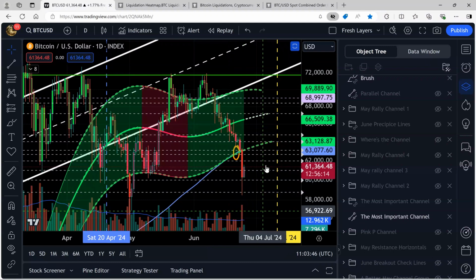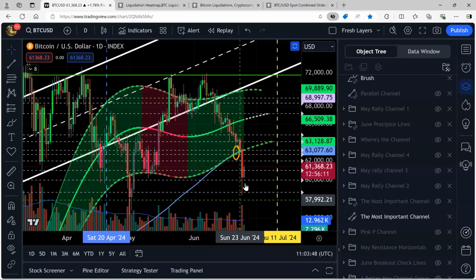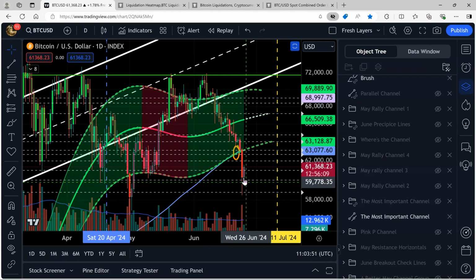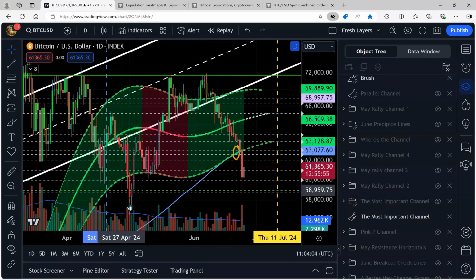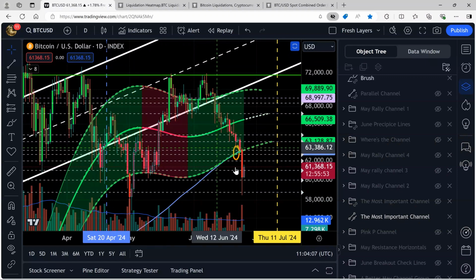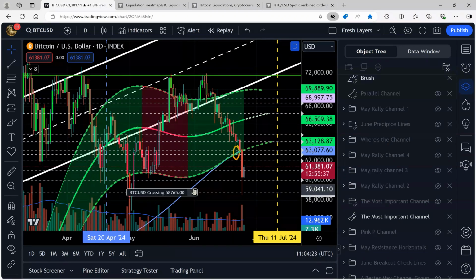Now, we have fallen significantly outside the Gaussian channel. What's really, really good is we are having a nice bounce here. We're back up to 61.36 after falling all the way down to about 58 and a half, let's say. Note we did the same thing back here. So what we want to see is that we get back up into this Gaussian channel, which is currently around $63,000 and a little bit above, as well as the 21-week moving average.